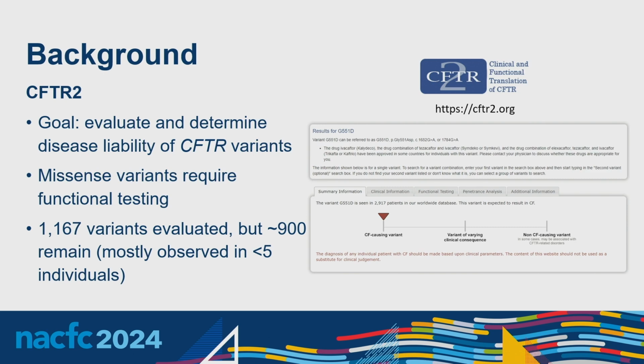But as part of that, the missense variants, the variants that lead to an amino acid substitution, require functional testing, because some of them affect protein folding, some of them affect chloride transport, some of them don't have an effect, or not an appreciable one. So we have to do that testing, and as you can imagine, that is time and resource intensive. At this point, we've evaluated 1,100 variants or so, but we still have 900 mostly rare variants left to evaluate. These are all variants that have been reported to us from CF registries and clinics around the world. Set that aside for a minute.